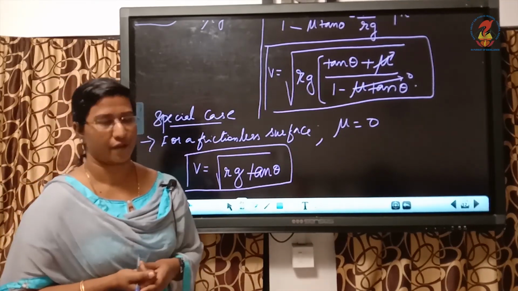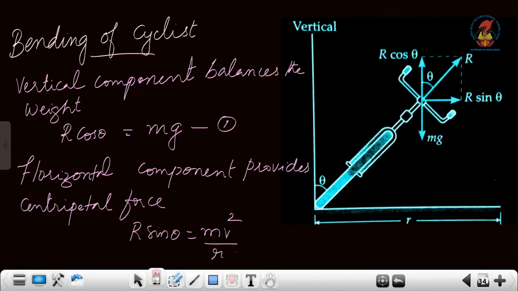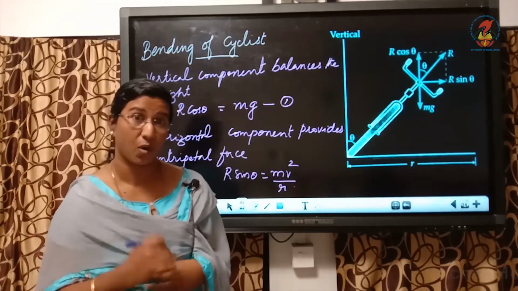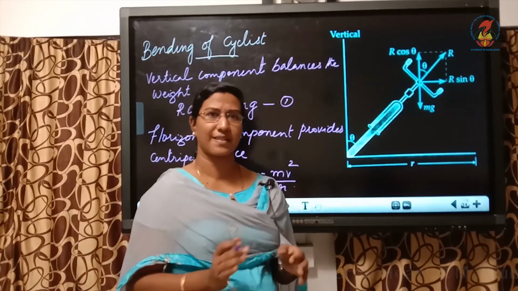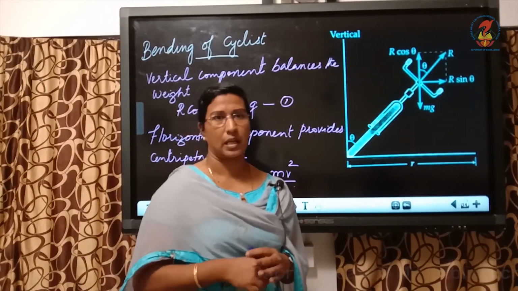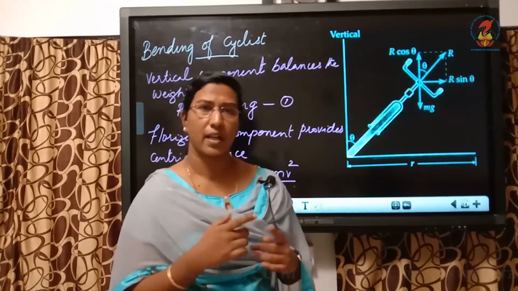This is the maximum velocity with which the vehicle has to travel. There is no friction. Next is the last topic in this chapter, that is bending of cyclists. Now, boys, especially, if you have seen cycle race or bike race, you must have seen when there is a certain turn, what does the biker do? He will lean towards the inner side of the road, isn't it? Now, why is he doing that?